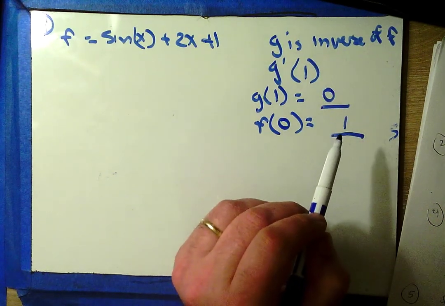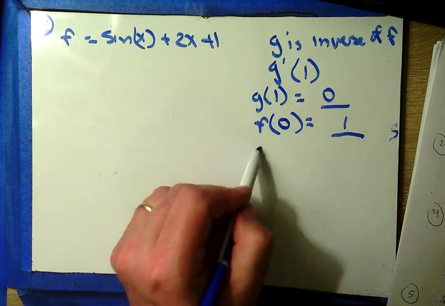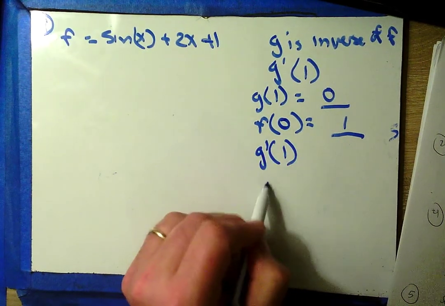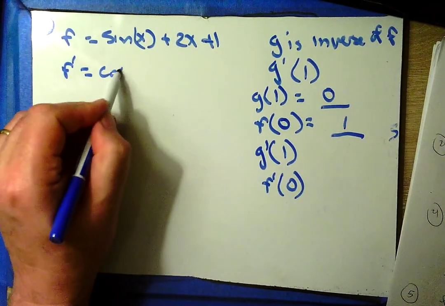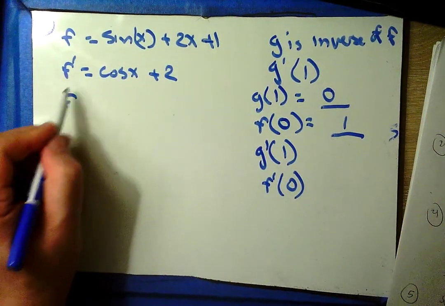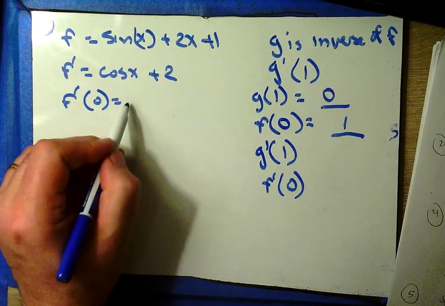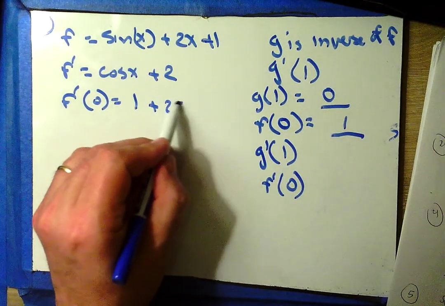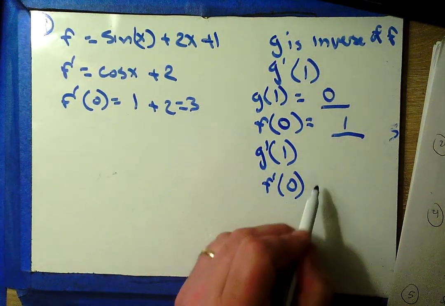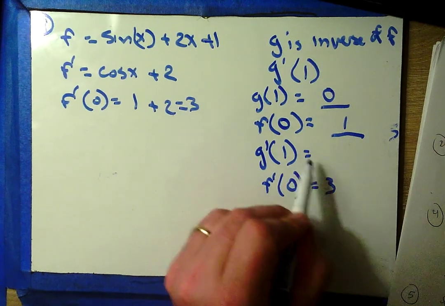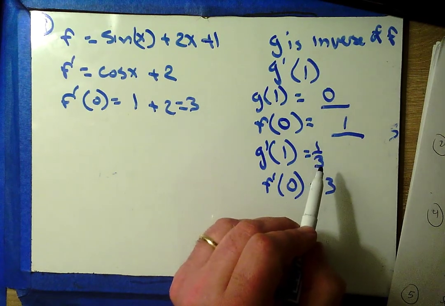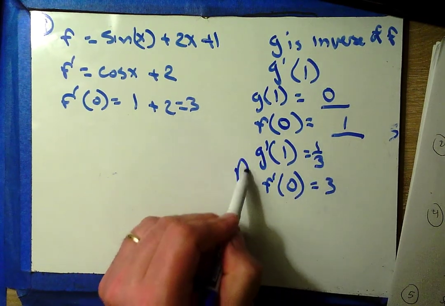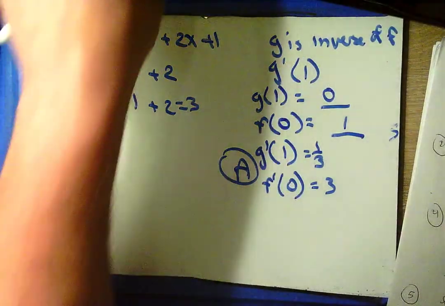Okay, but what am I looking for? I'm looking for g prime of 1. So I need to know f prime of 0. F prime is cosine x plus 2, f prime of 0 is cosine of 0 is 1 plus 2 is 3. So f prime of 0 is 3, which means that g prime of 1 will be 1/3. 1/3 is what I get for number 7, and that corresponds to choice A. A for number 7.